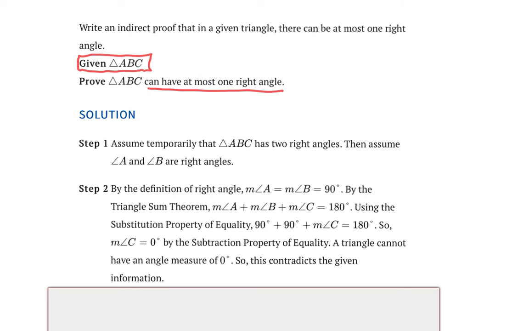I mentioned this in Algebra 1. Sometimes we use this symbol to represent a contradiction. And that's it. We assume the opposite of what we're trying to prove and then prove that that can't be true. So then what we're trying to prove has to be true. Proof by contradiction, or what we call an indirect proof. So we proved indirectly that a triangle has to have at most one right angle.